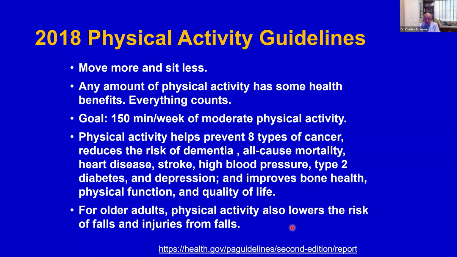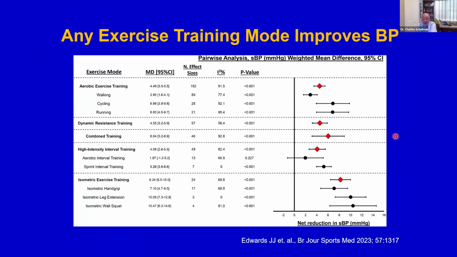For older adults, physical activity also lowers the risk of falls and injuries from falls. So you don't fall more, you fall less if you try to remain active. And any exercise training mode improves blood pressure. So this is aerobic exercise. This is interval training. This is isometric exercise. This is combined training. And the point is they all work. The best program, in my opinion, is a combined program of aerobic and dynamic resistance training.